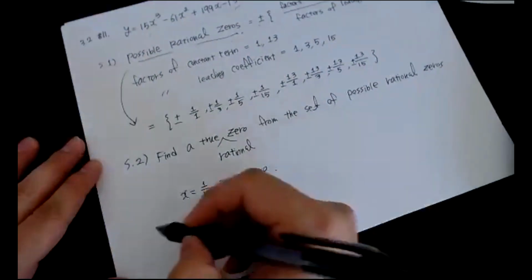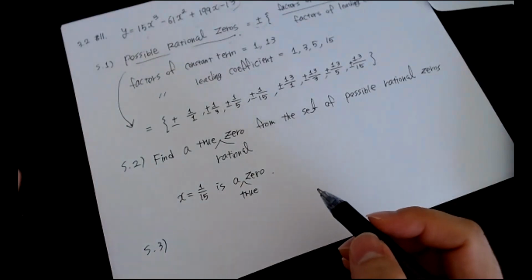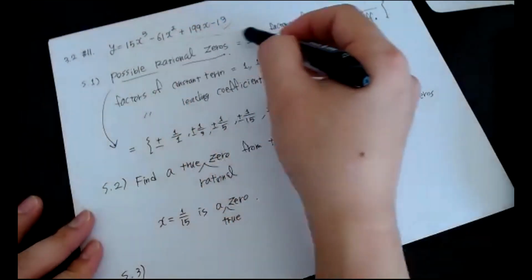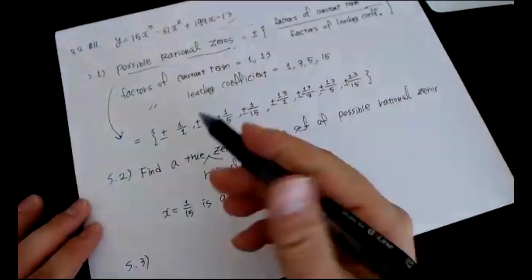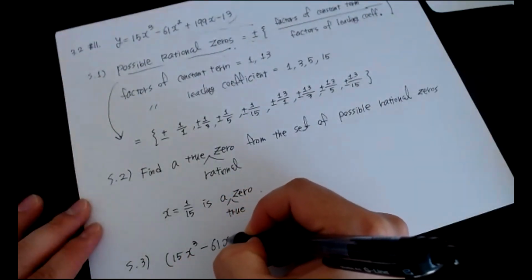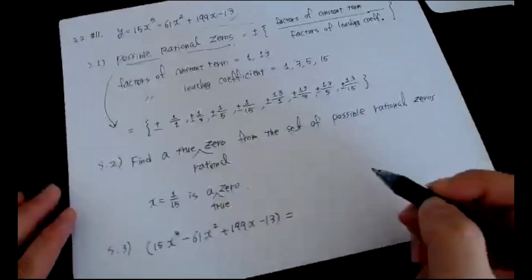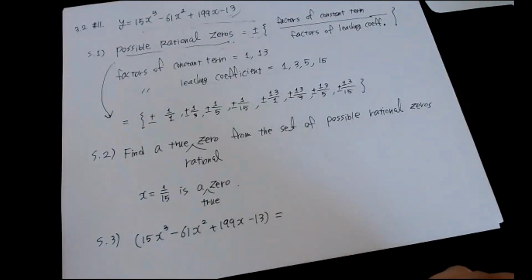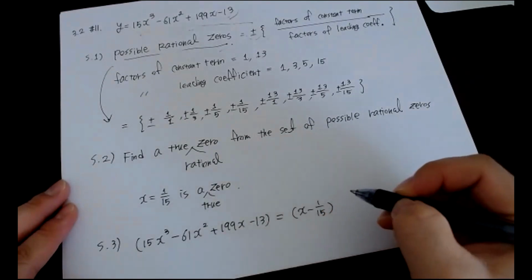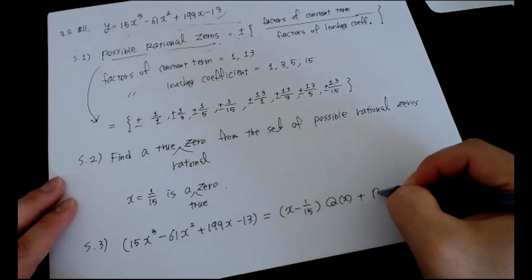Now step 3, what are you going to do? By using the factor theorem, we're going to look at that polynomial as a dividend. Then we can express that dividend in terms of the quotient, the divisor, and the remainder, where the divisor is x minus 1/15.